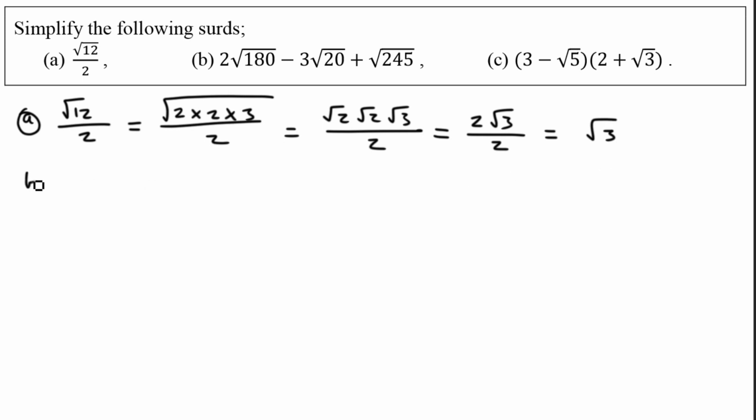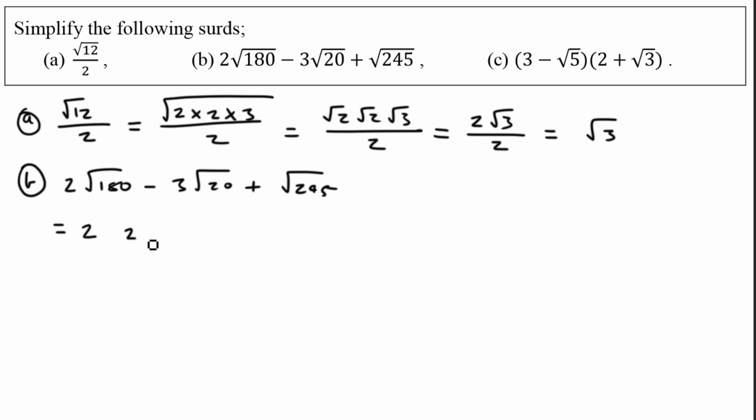In part B, we have 3 terms to consider. Let's do them all separately. We have 2 root 180, subtract 3 root 20, plus root 245. So the first term will be 2 times, now what is a factorisation of 180? 2 90s, which is 2 45s, which is 3 15s, which is 3 5s. We've already seen this example, but it doesn't take a moment to do that again.